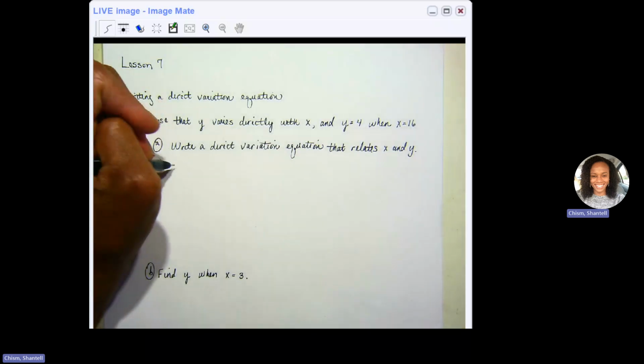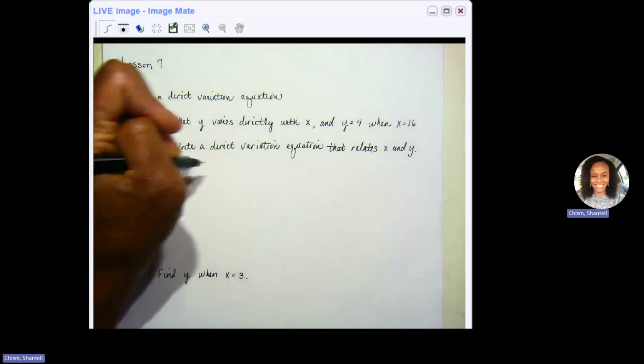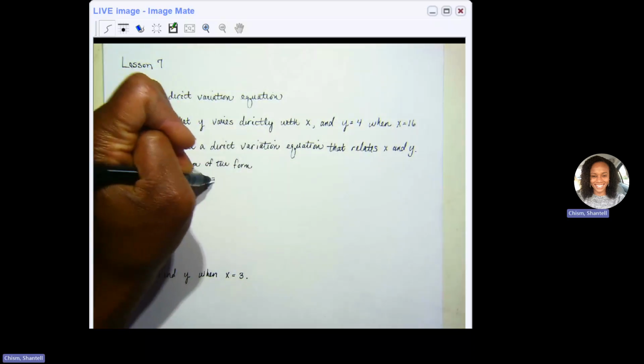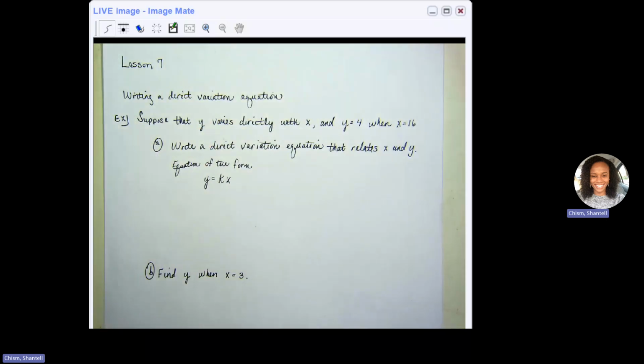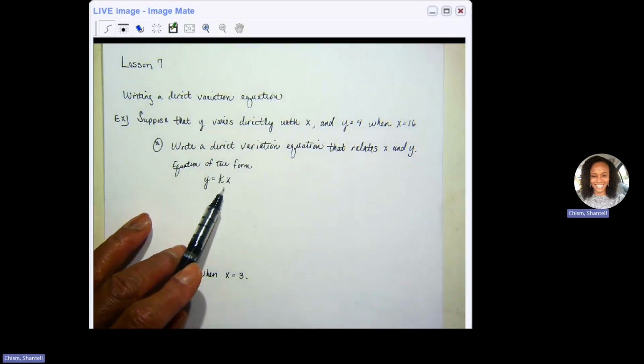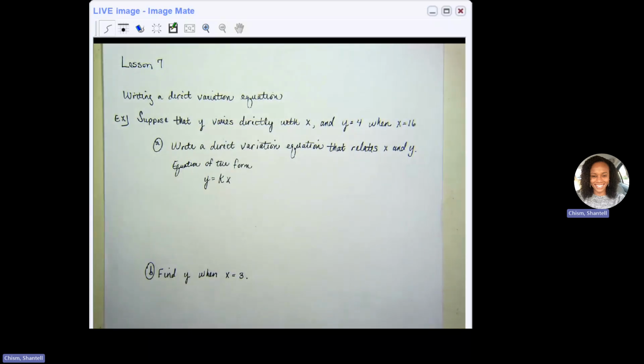So a direct variation equation would be of the form, I'm going to jot this down, y equals k times x. And this is where k is some arbitrary constant, where y is equal to x times that constant k. That is direct variation, okay? So k is, again, some arbitrary constant that we have to find. And then once we have k, then we'll have our equation, y equals some number times x, okay?